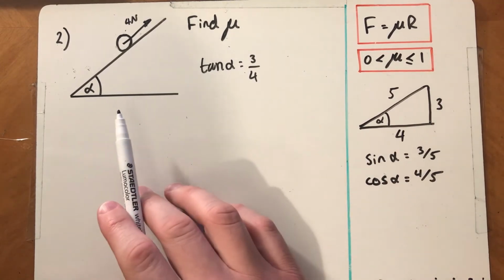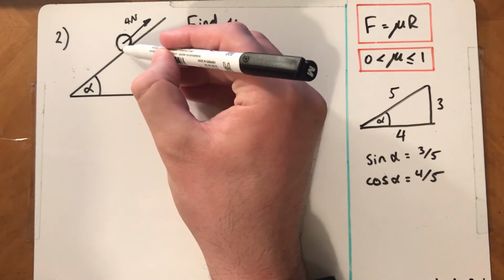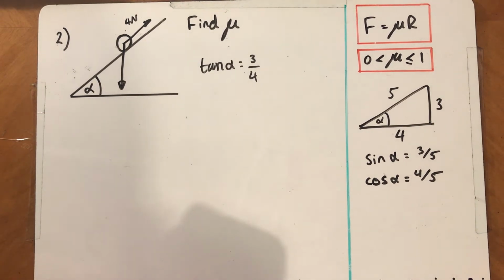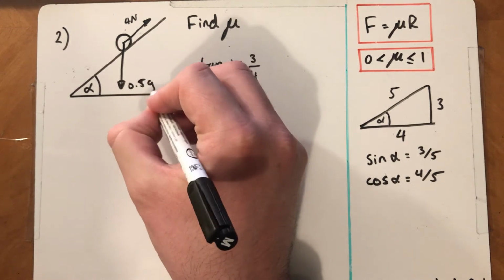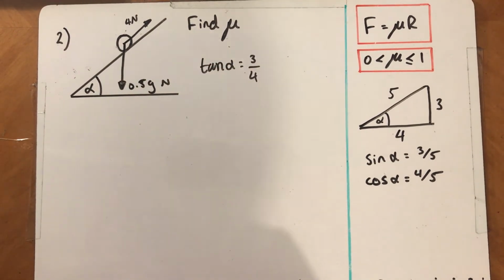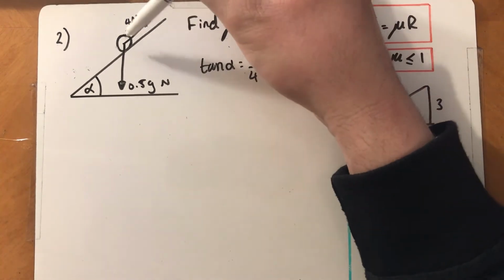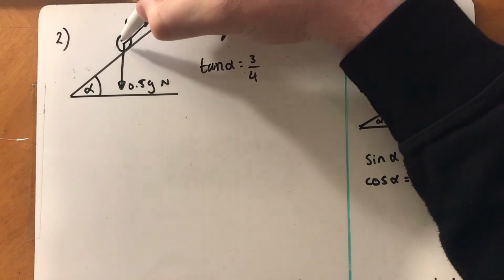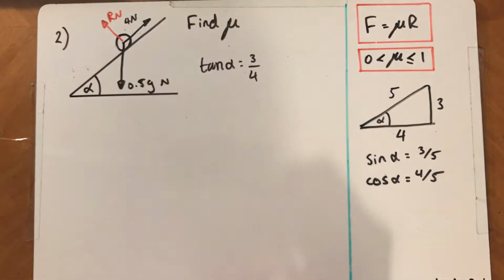Okay, so back to my diagram now. I'm going to start to draw in all of the different forces. The weight always acts downwards, and the particle has mass 0.5 kilograms, so its weight is therefore 0.5g newtons. My next force is the normal reaction. The particle is not falling into the slope, so there must be a force which is keeping it on the slope, and that is our normal reaction, acting out of the slope, R newtons.